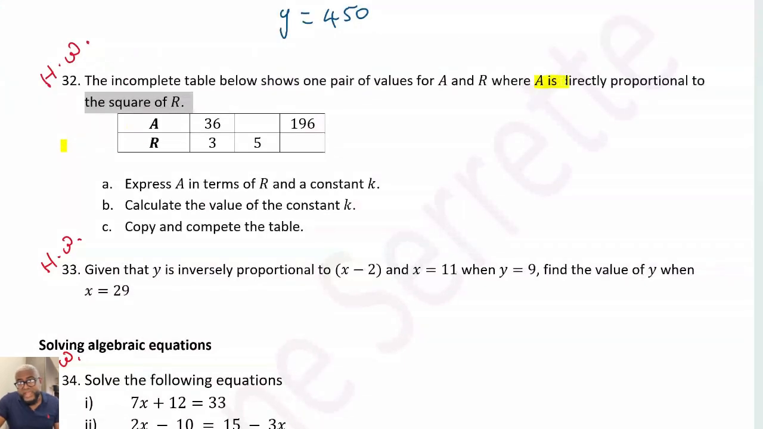So we have A is directly proportional to the square of R, right? The square, yeah. The square of R.